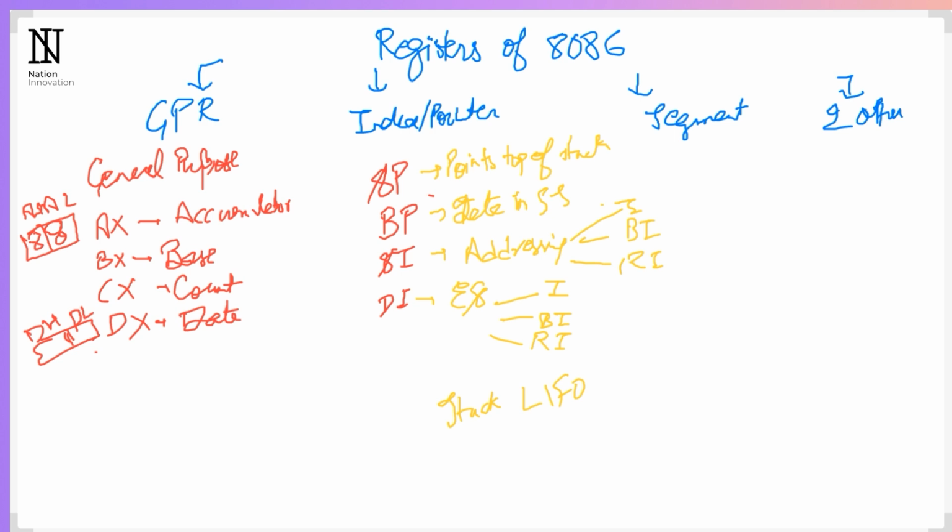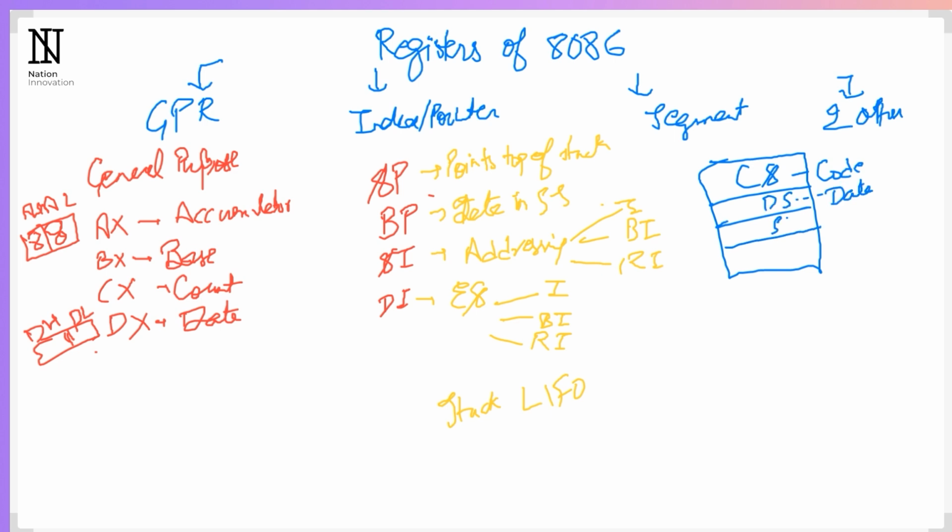Now we have been continuously talking about segment registers. There are four segments: the code segment, then the data segment, then SS the stack segment, then ES the extra segment. All of these are 16 bits.